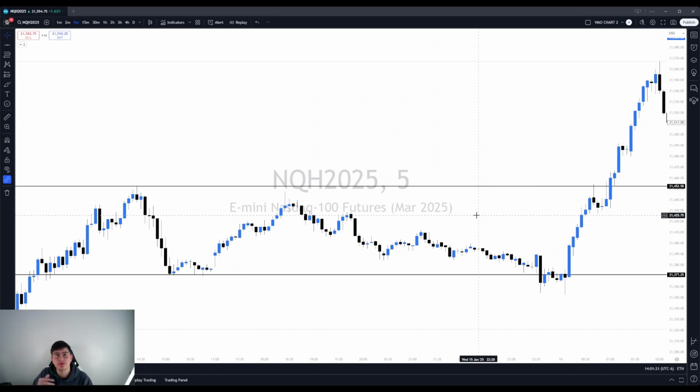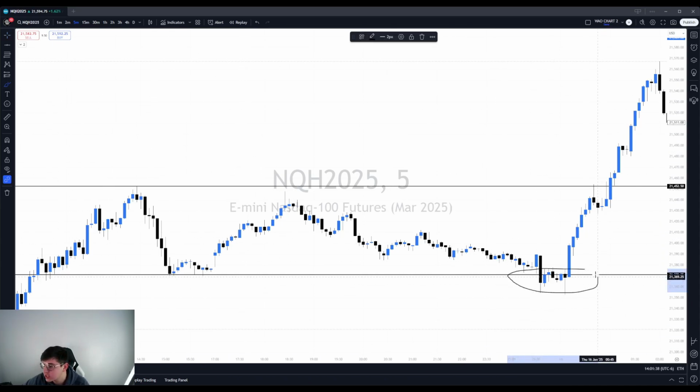Most times people are going to go in long right here. Well, where are most people's stops? Where are people most likely triggering their stop loss to get out of the position? Well, right below that low. So when we come back right here, all these traders are going to get stopped out at this liquidity sweep before it reverses into the opposite direction.